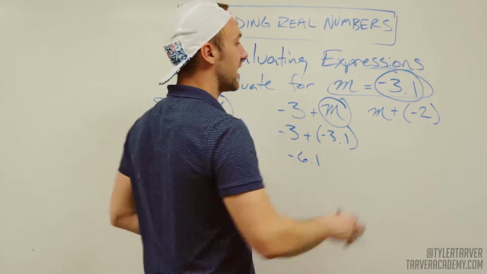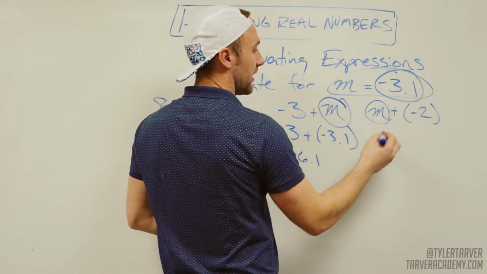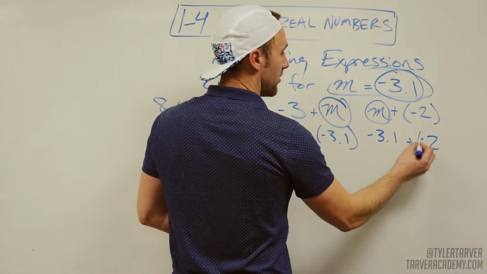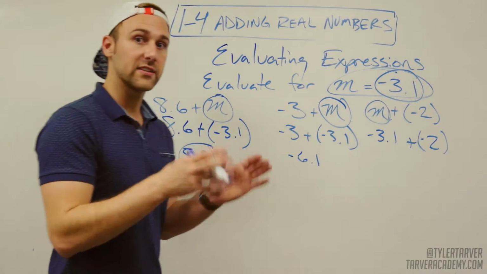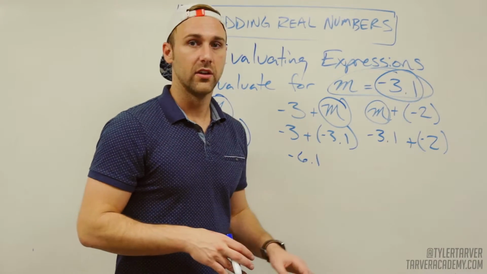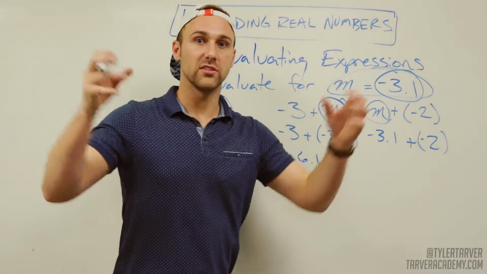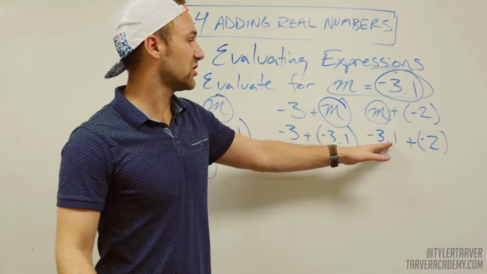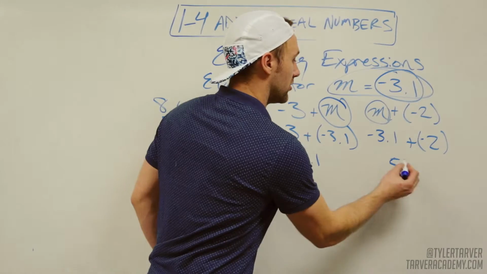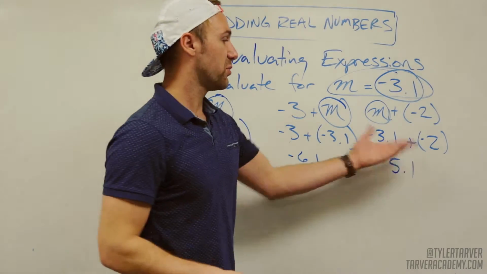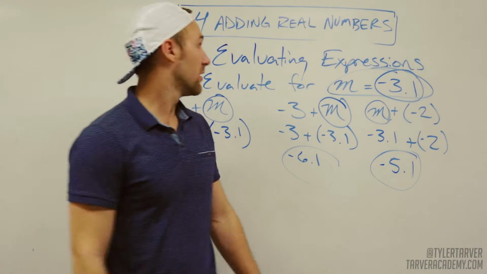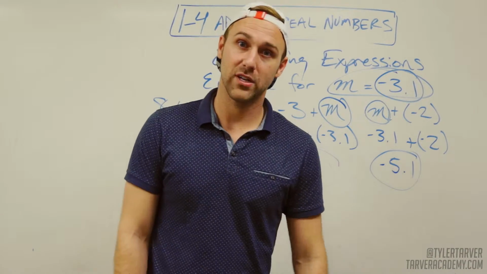Then we get m plus negative 2. Take my m, put in negative 3.1 plus negative 2. Again, I've got the same situation. I've got two negatives, so I know it's just going to be building on it. So essentially I'm adding those two negatives together, but keeping them negatives. All right, so I can just do 3.1 plus 2, which is 5.1, and then just put the negative in front, because I just built up that bigger negative. Okay? That's how you evaluate expressions, my friends.